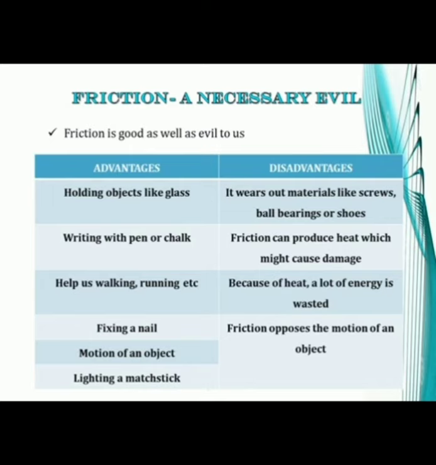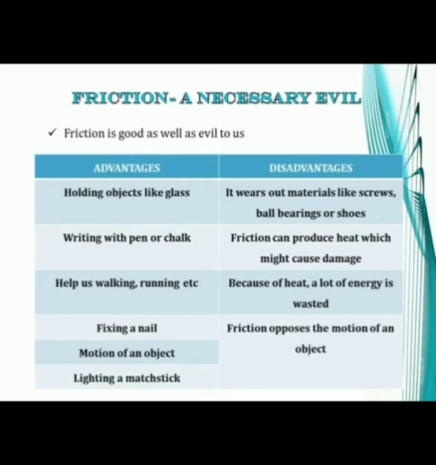Now we will discuss what the advantages and disadvantages are. Again, the first advantage is holding objects like glasses. Friction is used for holding very sensitive objects. Another one is writing with a pen. While you are writing letters, the friction between the pen and the surface of the note lets you write.